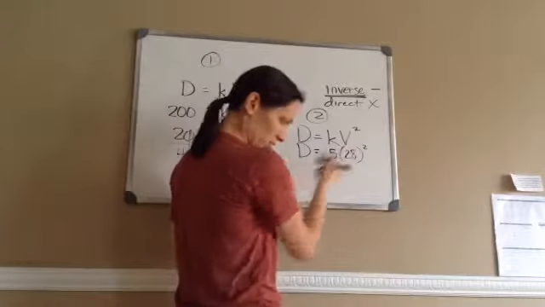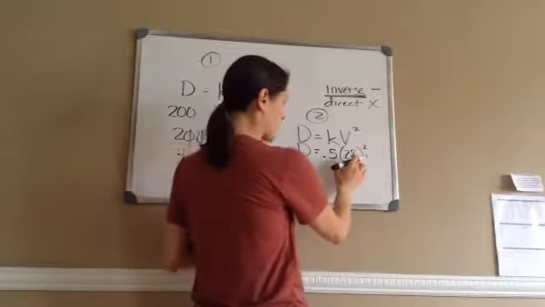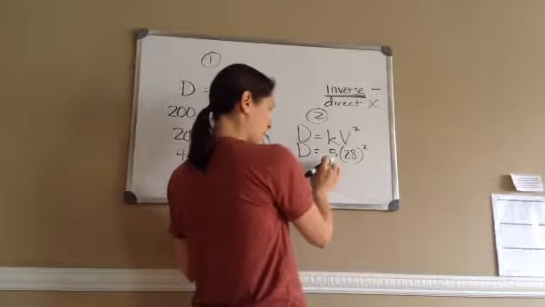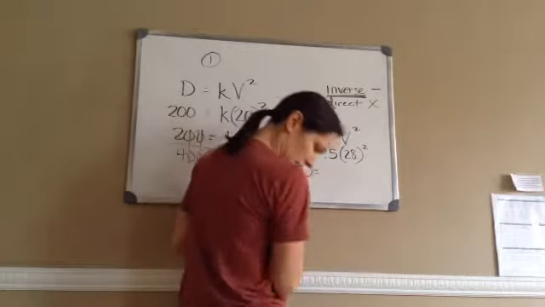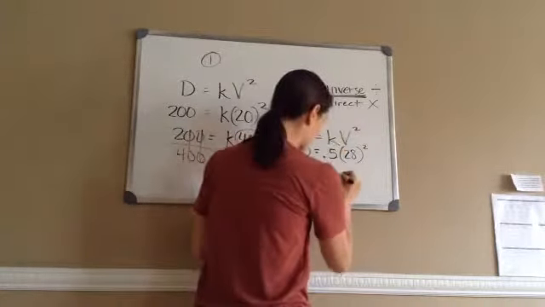So, here's what you do. You say 28 times 28 times 0.5, and the distance is going to equal 392.